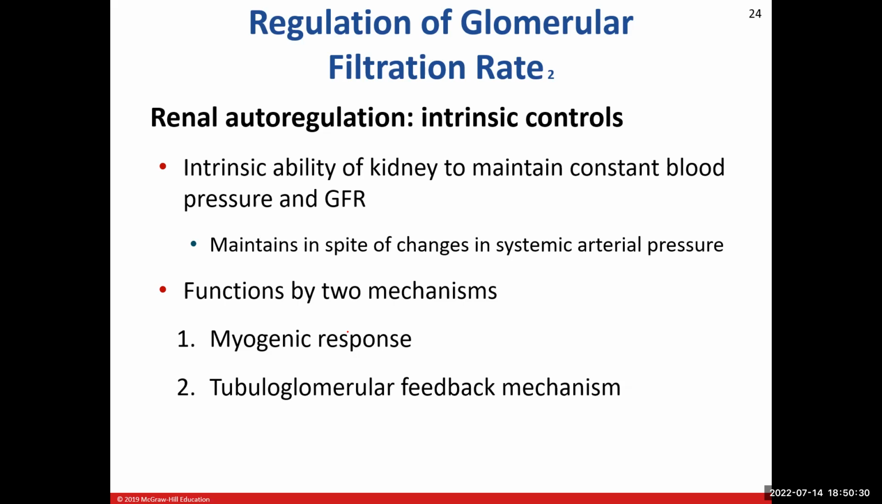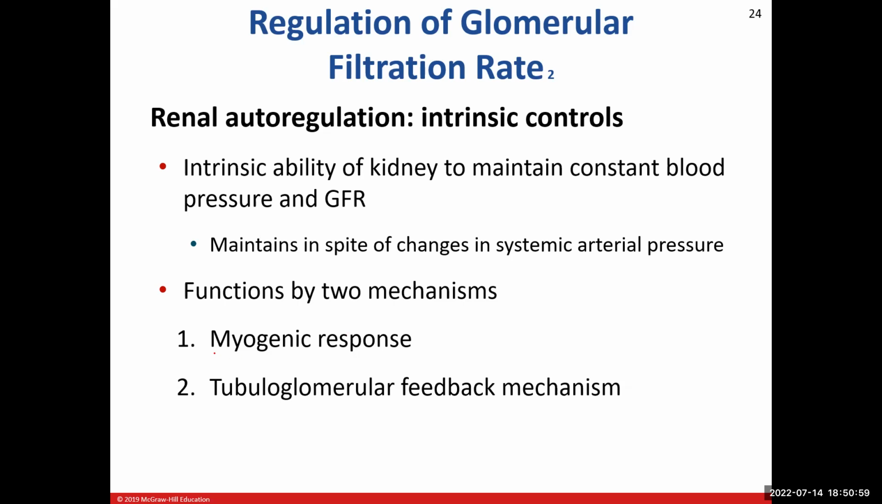And the whole point is the intrinsic controls are going to try to make it where, even though you could have changes in blood pressure in your systemic circulatory system, your kidneys are going to try to not let that affect how they're filtering out your blood. So we have two mechanisms, myogenic response and then our tubuloglomerular feedback mechanism.